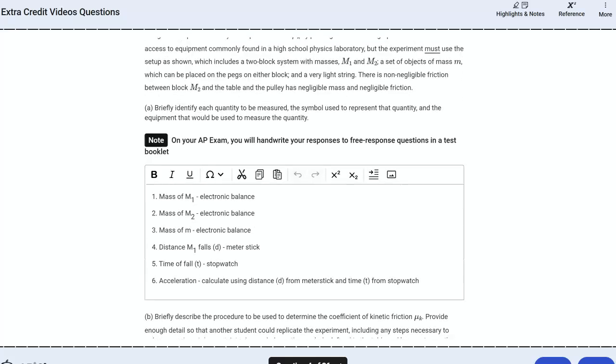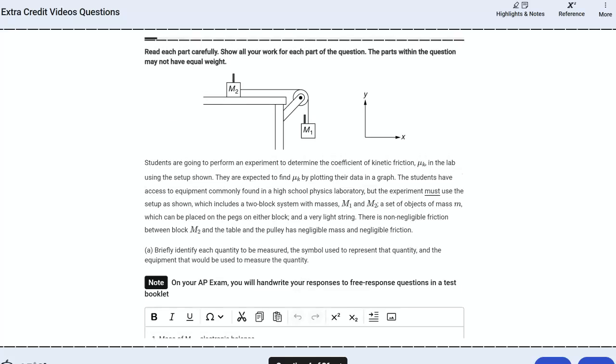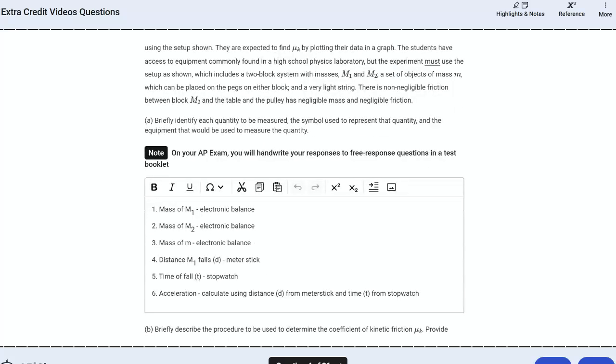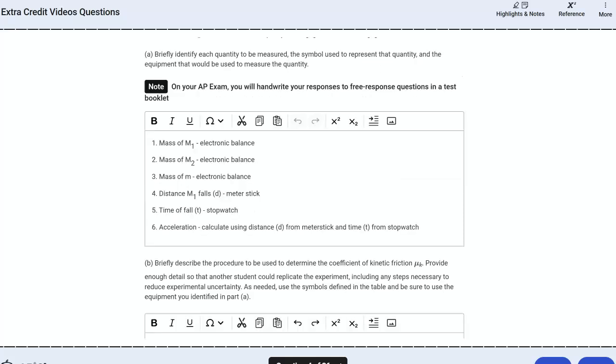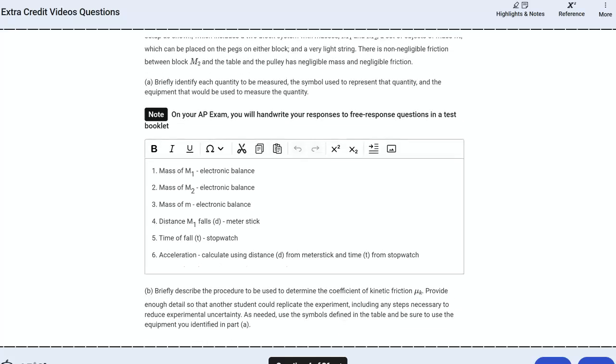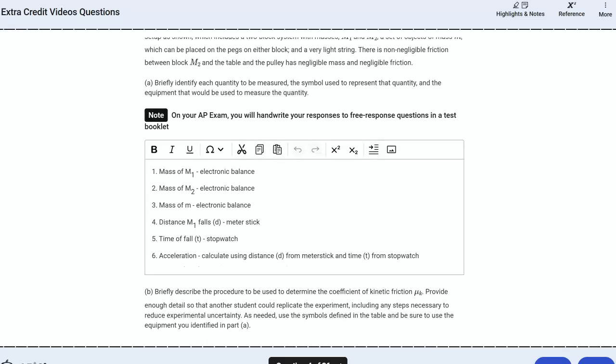I said mass. Oh, and keep in mind there are some stuff we must use, and then we'll also have equipment that's typically found in a high school lab. So I said we need the mass of M1. We're going to measure that with an electronic balance. Mass of M2, electronic balance, and mass of M, the additional objects, with an electronic balance.